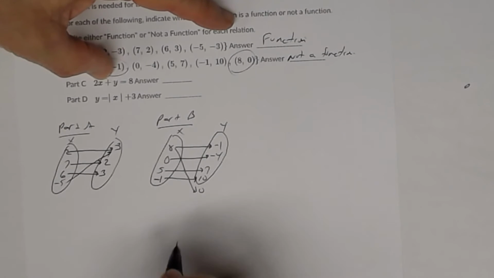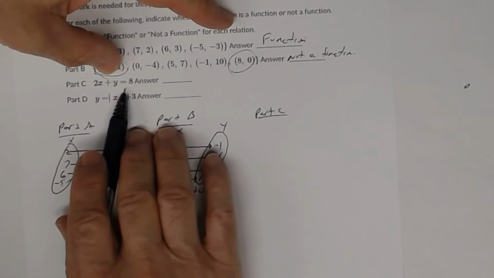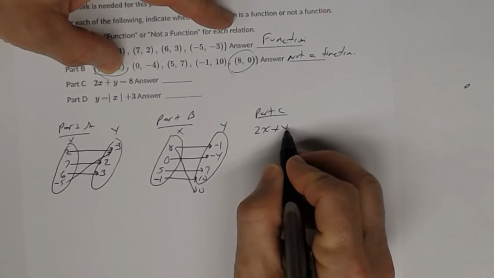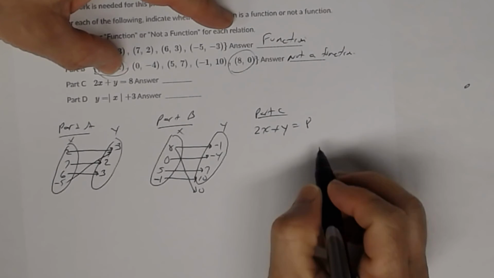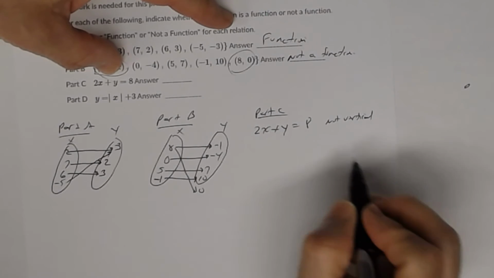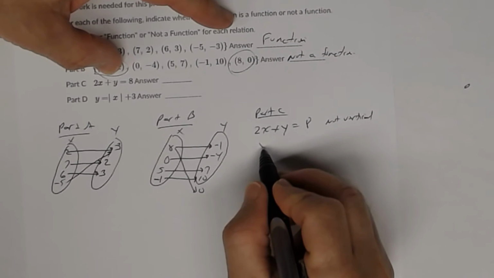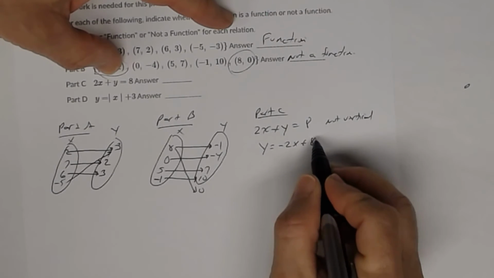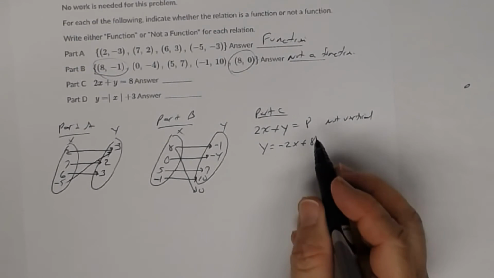All right, now when we look at part C, I want you to recognize that this is a line, right? That's a line. That's a linear equation. So right away, if you knew that was a linear equation, that's not vertical, then it's a function. And so if you get y by itself, you get y equals -2x plus 8, right?